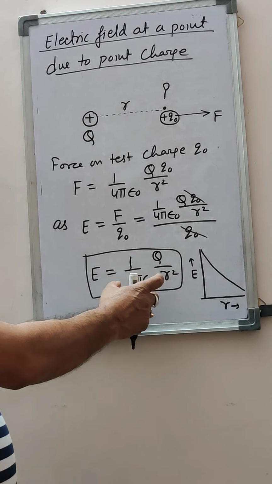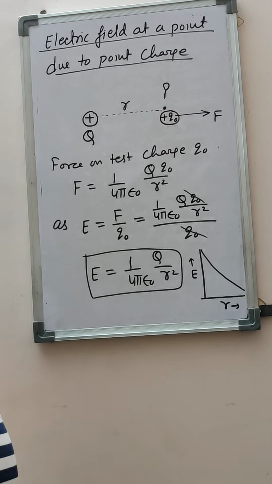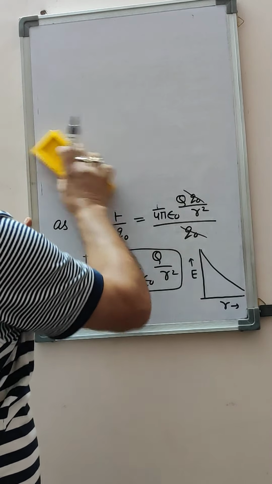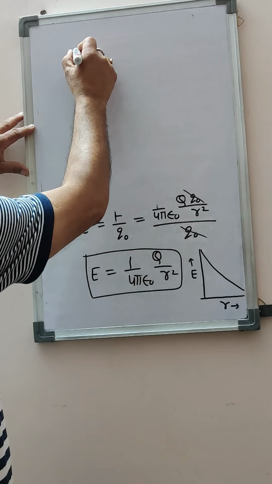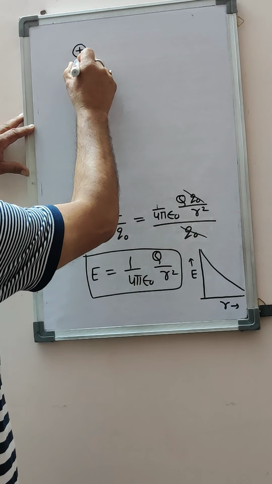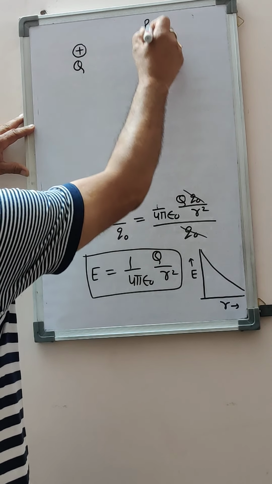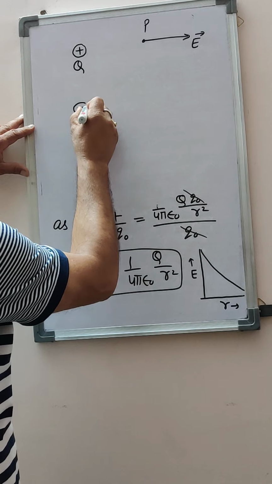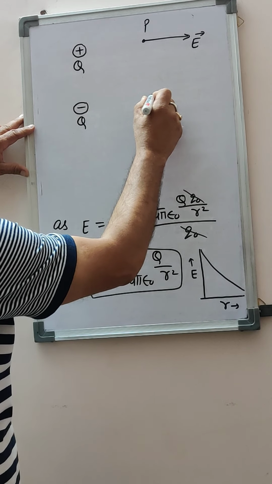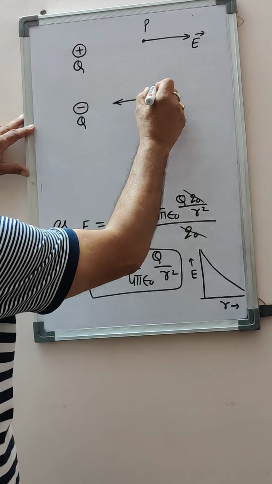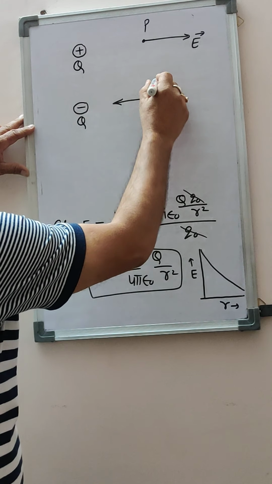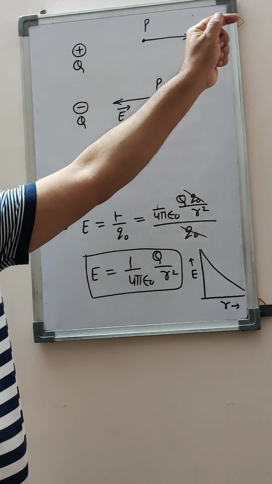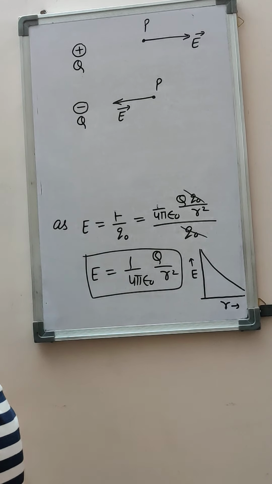By this formula you will get the magnitude of the electric field, and the direction. Yesterday I told you, if you have a positive charge, then electric field at P will be away from the charge, and if you have a negative charge, electric field will be towards the charge. Magnitude by this formula, and direction: due to positive charge away from the charge, due to negative charge towards the charge.